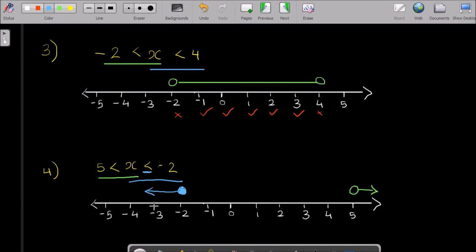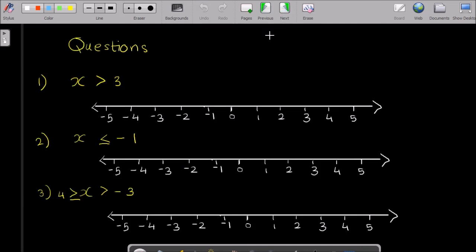Okay, those are the 4 examples we're going to look at. What I have today for you is a set of questions. I've got 3 questions. The first one is x is greater than 3. The next one is x is less than or equal to minus 1. And then there's a double inequality, x is less than or equal to 4 and x is greater than minus 3. I want you to pause this video, have a go, try and see what your number lines look like, and once you're done, play it and you'll see the answers.